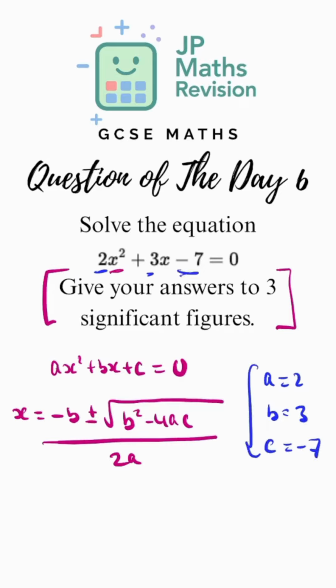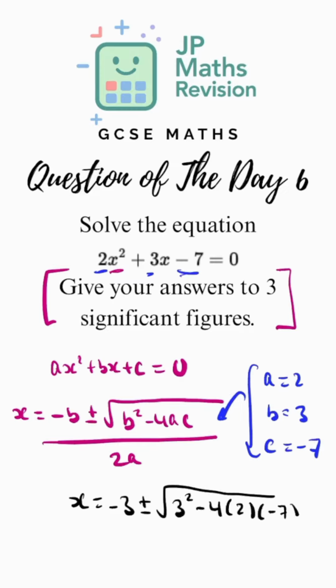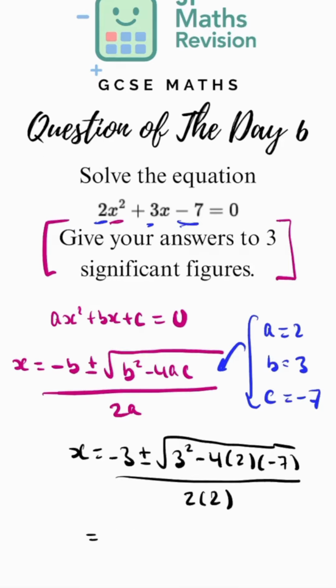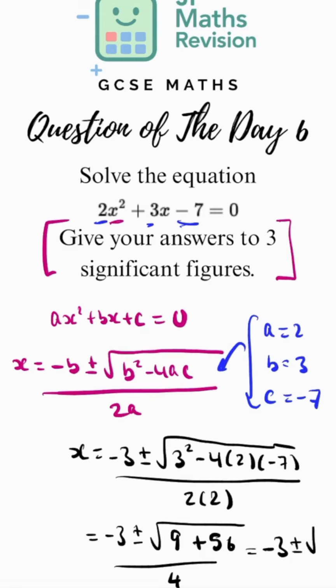Now we're just going to plug these values into this formula. So we end up with x equals minus 3 plus or minus the square root of 3 squared minus 4 times 2 times minus 7, all over 2 times 2. If we simplify that, we get minus 3 plus or minus the square root of 9 plus 56, all over 4, and that's going to be minus 3 plus or minus the square root of 65, over 4.